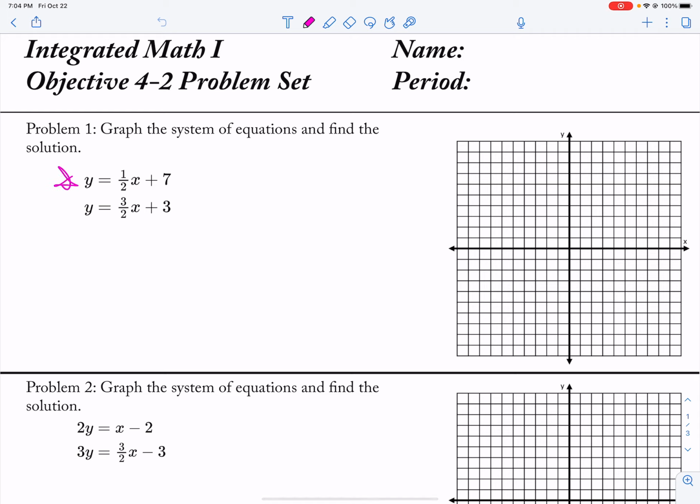So the first thing I'm going to do is graph my top equation. I go up to 7, 1, 2, 3, 4, 5, 6, 7 here, and I make a dot on my y-intercept. And then I do my slope, which is 1/2. That means I go up 1 and to the right by 2, and then I play connect the dots.